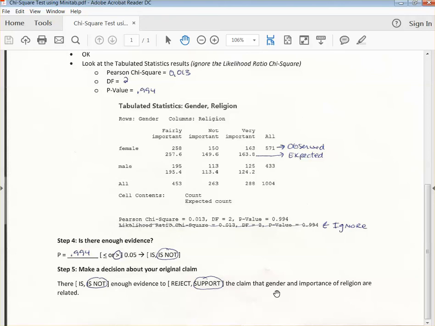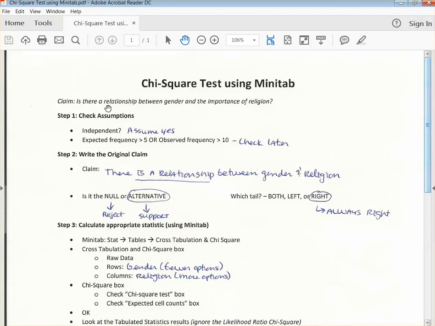And that's kind of your real world from your decision here. I hope this helps, and that's how to do a chi-square test using Minitab.